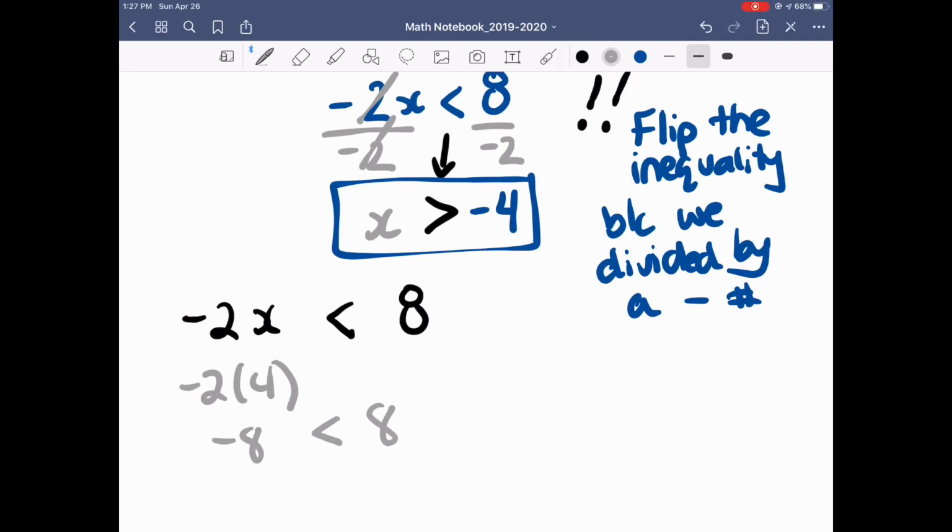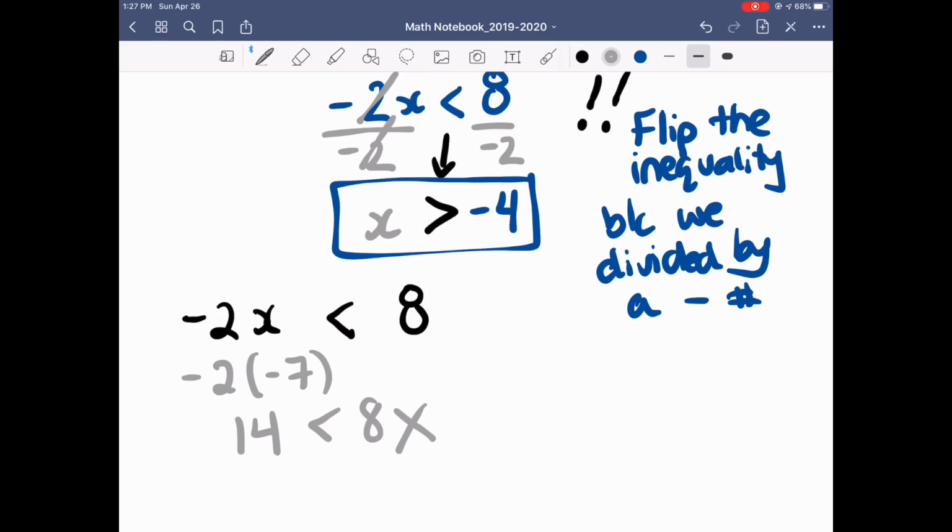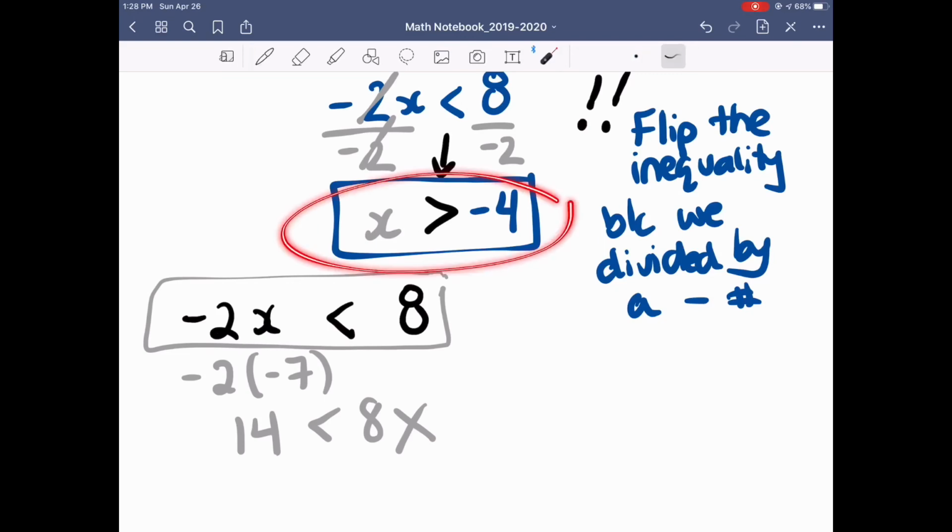Now this 4 that we used is greater than negative 4. What if we use something that's less than negative 4? Like, for example, negative 7. So negative 2 times negative 7 would be positive 14. And is positive 14 less than 8? No, it's not. So in order for the statement negative 2x is less than 8 to be true, x has to be greater than negative 4. Okay?